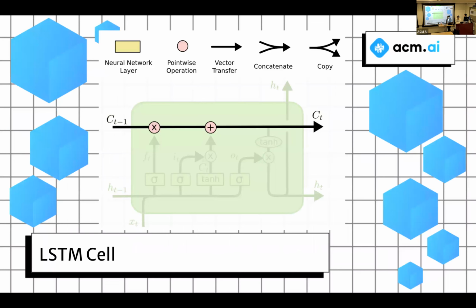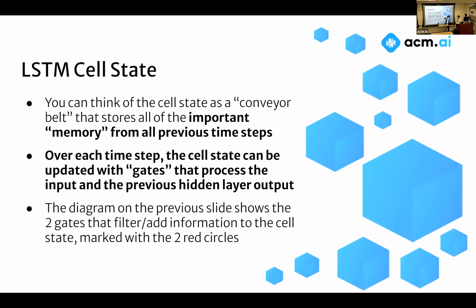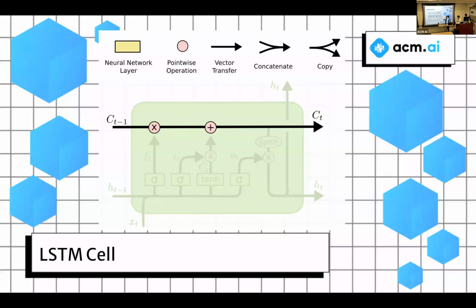So there's something called the LSTM cell, which is basically one long thing that goes through it. You can think of this cell state as a sort of conveyor belt that stores all the important memory from all the previous time steps. Over each time step, the cell state can be updated with gates that process the input and previous hidden layer outputs. Because we're feeding in sequential data, we have data t-1 to data t. It's like a conveyor belt. You can imagine all of these being duplicated along, with t-2, t-3, and so on.